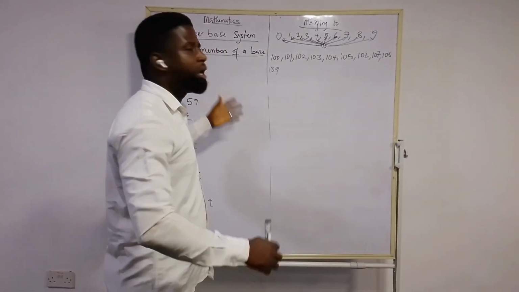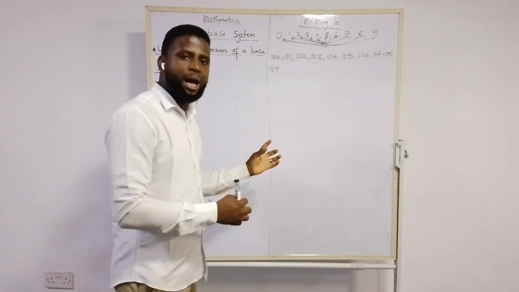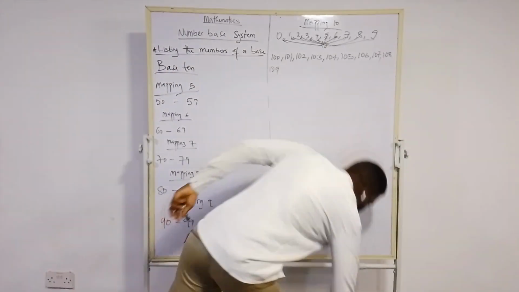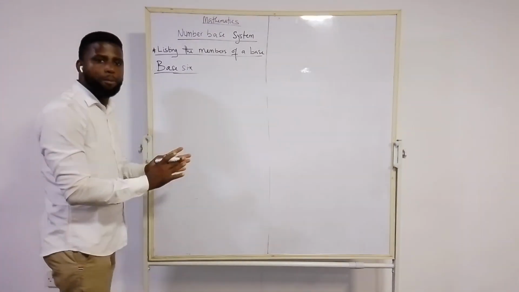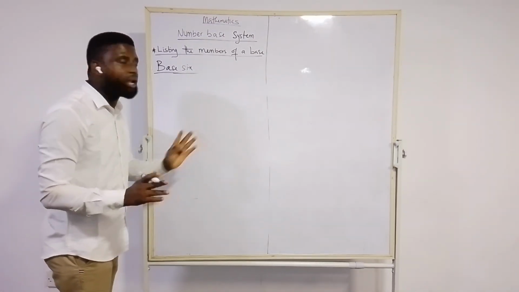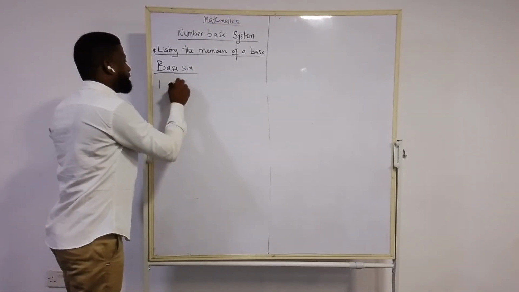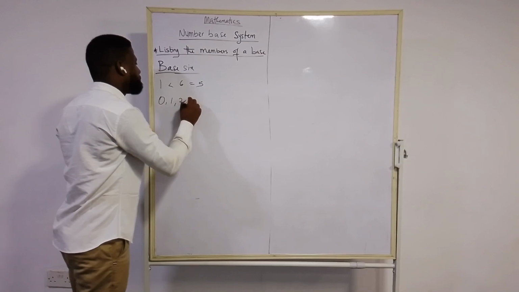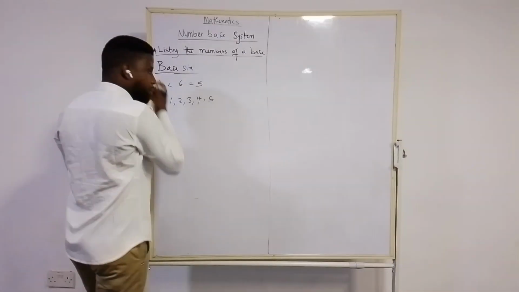Let's try getting the numbers in another base different from base 10. Let's say, for example, base 6. Of course, we know that the greatest digit you can find in any base is 1 less than the base. So the primary numbers of base 6 go up to 5, which is 1 less than 6. They are 0, 1, 2, 3, 4, and 5 for base 6.